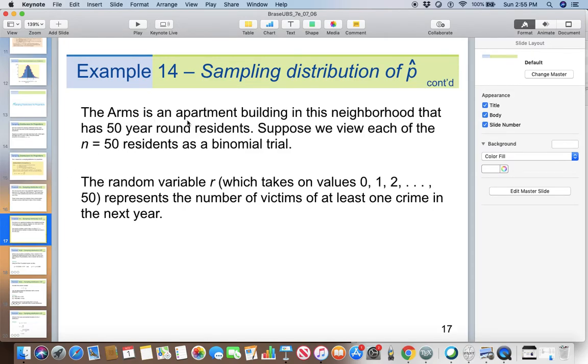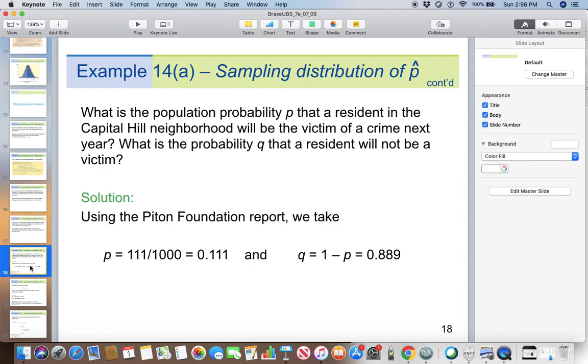The Arms is an apartment building in this neighborhood that has 50 year-round residents. So N is 50. Now the random variable, which could take anywhere from 0 to 50, represents the number of victims of at least one crime. What's the population probability P that a resident in the Capitol Hill neighborhood will be a victim of a crime next year? What's the probability Q that a resident will not be a victim?